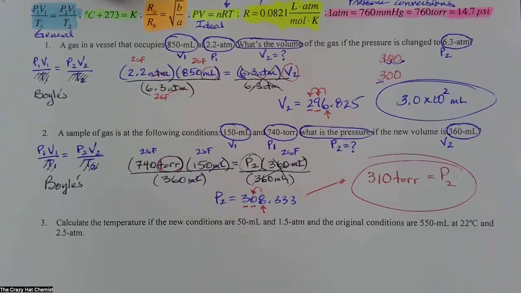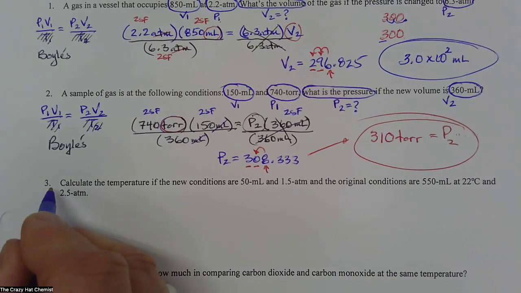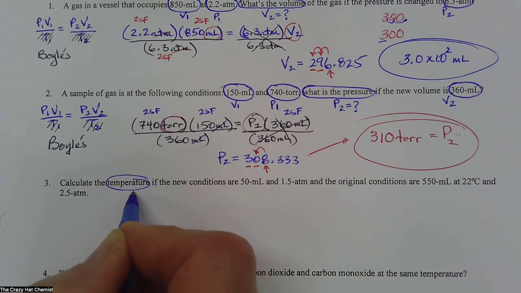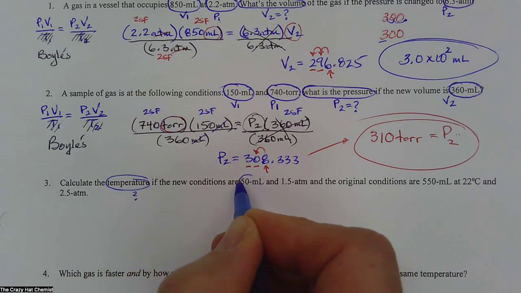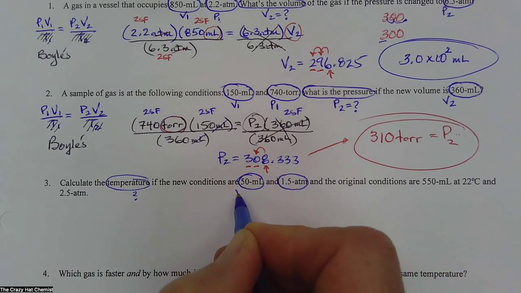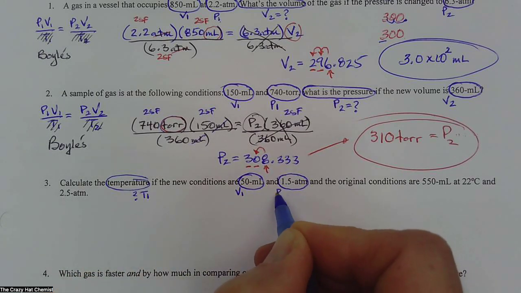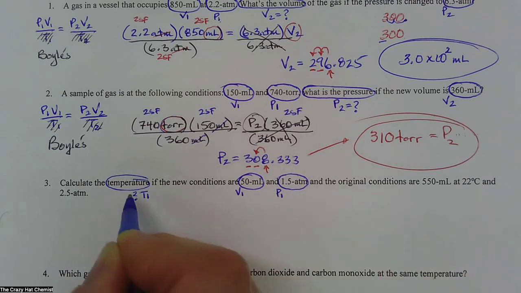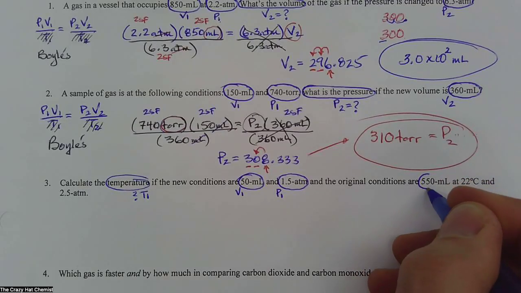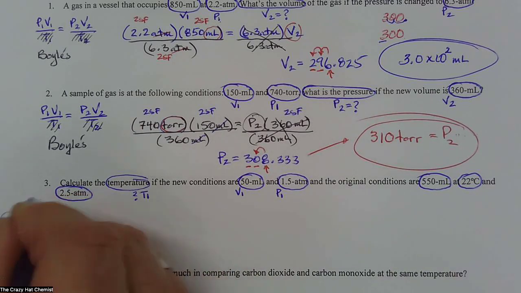So we're going to slide this on up here so that we get the real estate necessary to do this problem. Number 3 says calculate the temperature. So that is our question. If the new conditions are 50 mils and 1.5 atm. So milliliters is a volume. This is a temperature. And atmospheres is a pressure. Notice that I labeled all these as ones because they all go together. And the original conditions are 550 milliliters, 22 degrees Celsius, and 2.5 atmospheres.